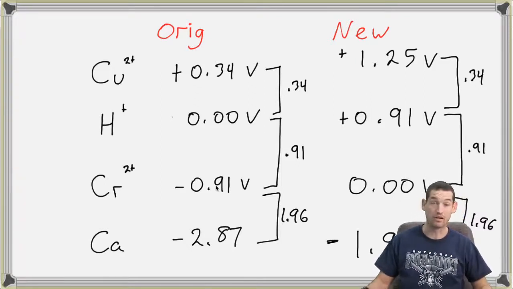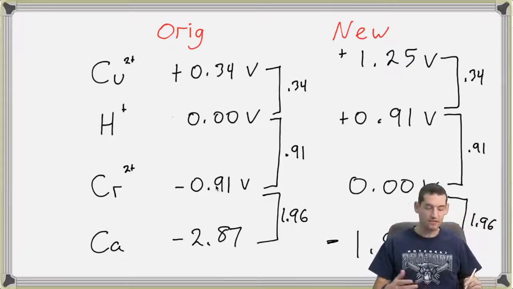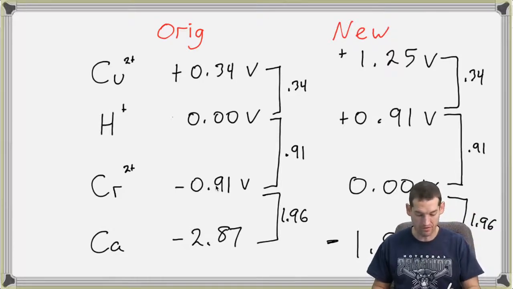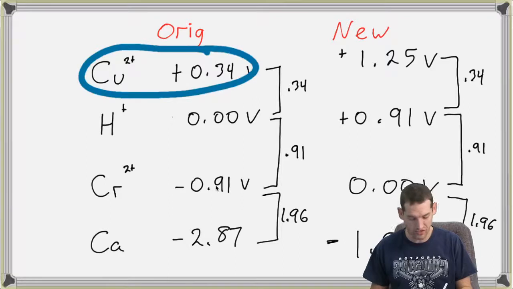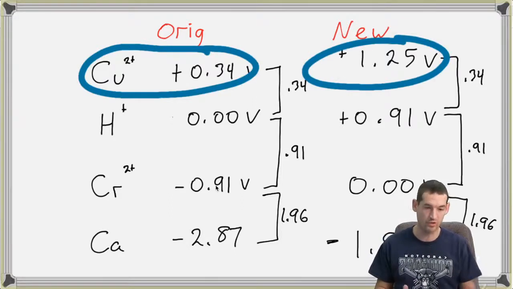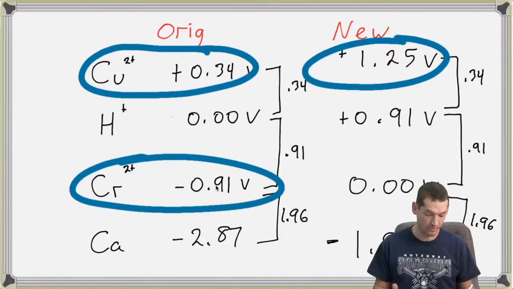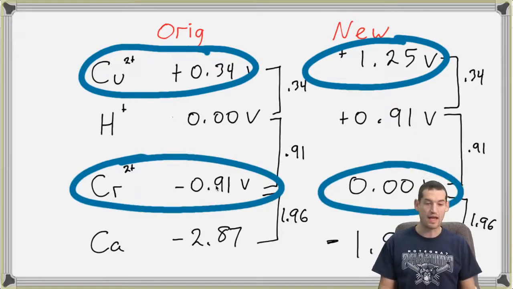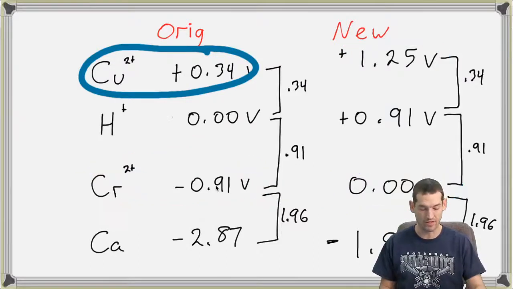Okay? Now, I will give you one helpful tip here, because this tends to show up on some test questions. If they ask me about half reactions, right? All of these half reactions did change, right? The copper half reaction was 0.34, now it's 1.25. The chromium was negative 0.91, now it's 0. Half reaction voltages change if you change the reference cell.